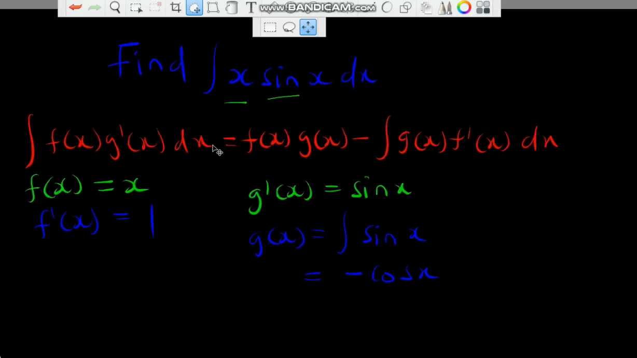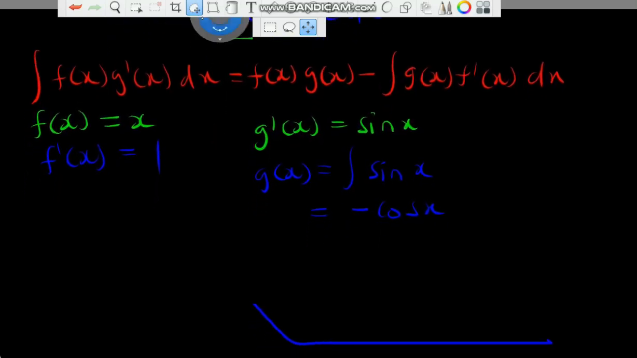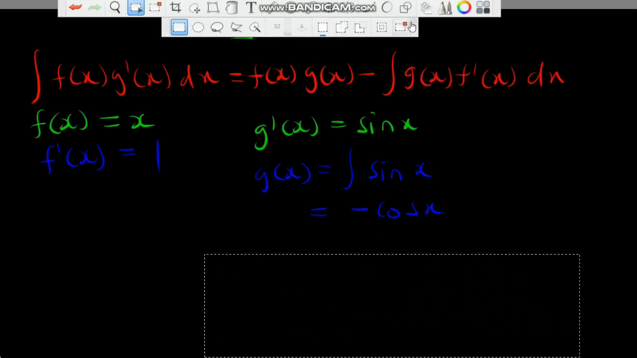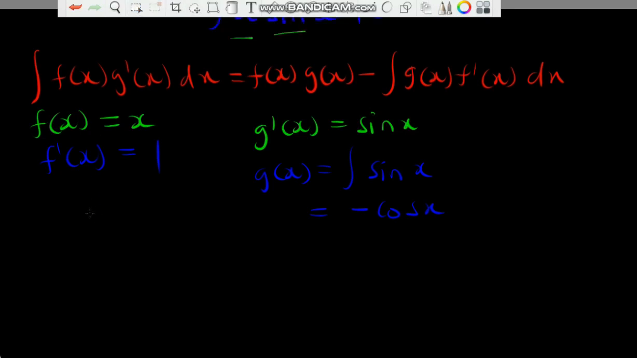So let's look at that. Alright, so the general formula is the integral of f of x times g prime of x dx. Okay, I know f of x to be x, and then g of x to be negative cosine of x. So let me make this minus x cosine of x.